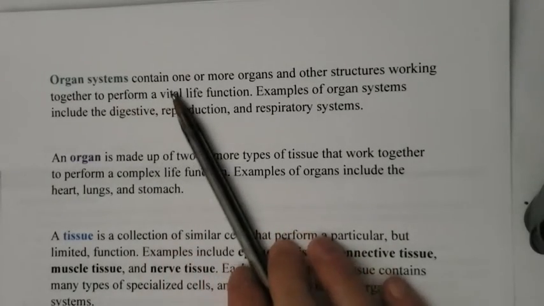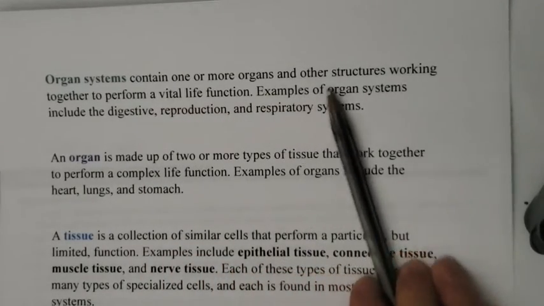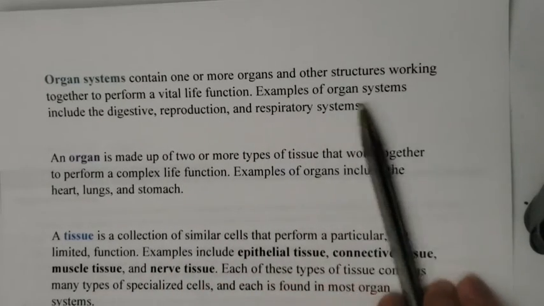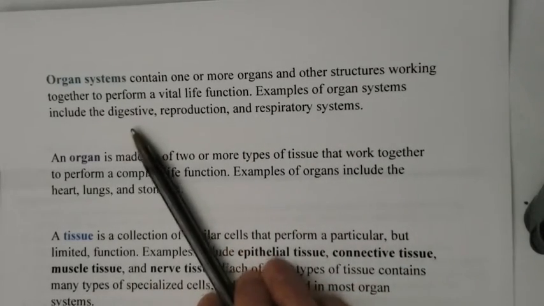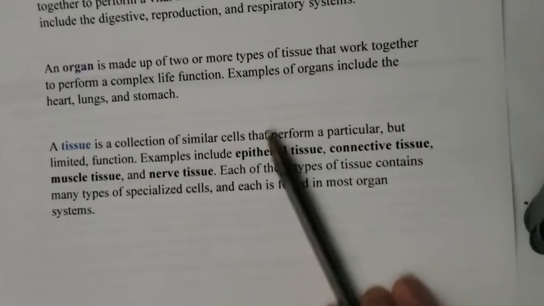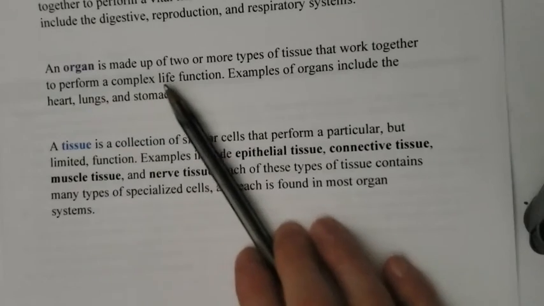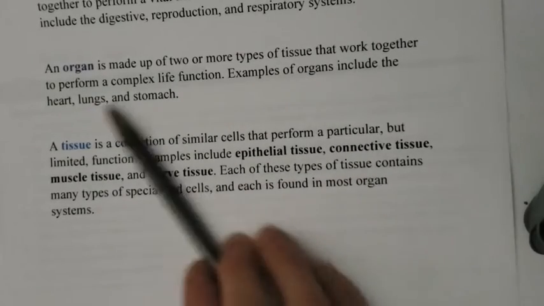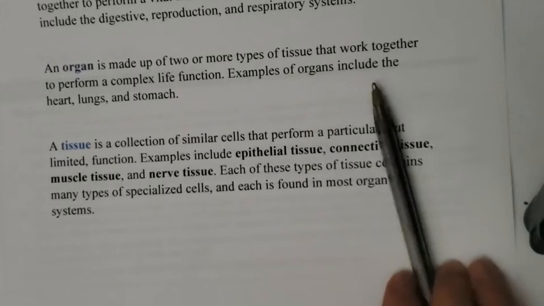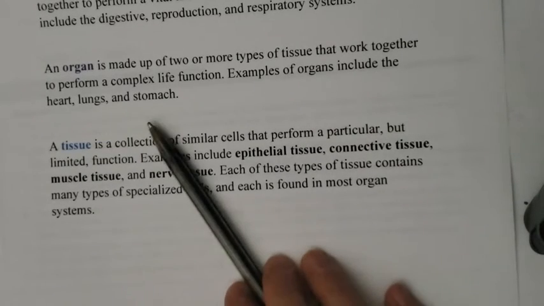Organ systems contain one or more organs and other structures working together to perform vital life functions. Examples of organ systems include the digestive system, the reproductive system, or the respiratory system. An organ is made up of two or more types of tissue that work together to perform complex life functions. Examples of organs include your heart, lungs, stomach.